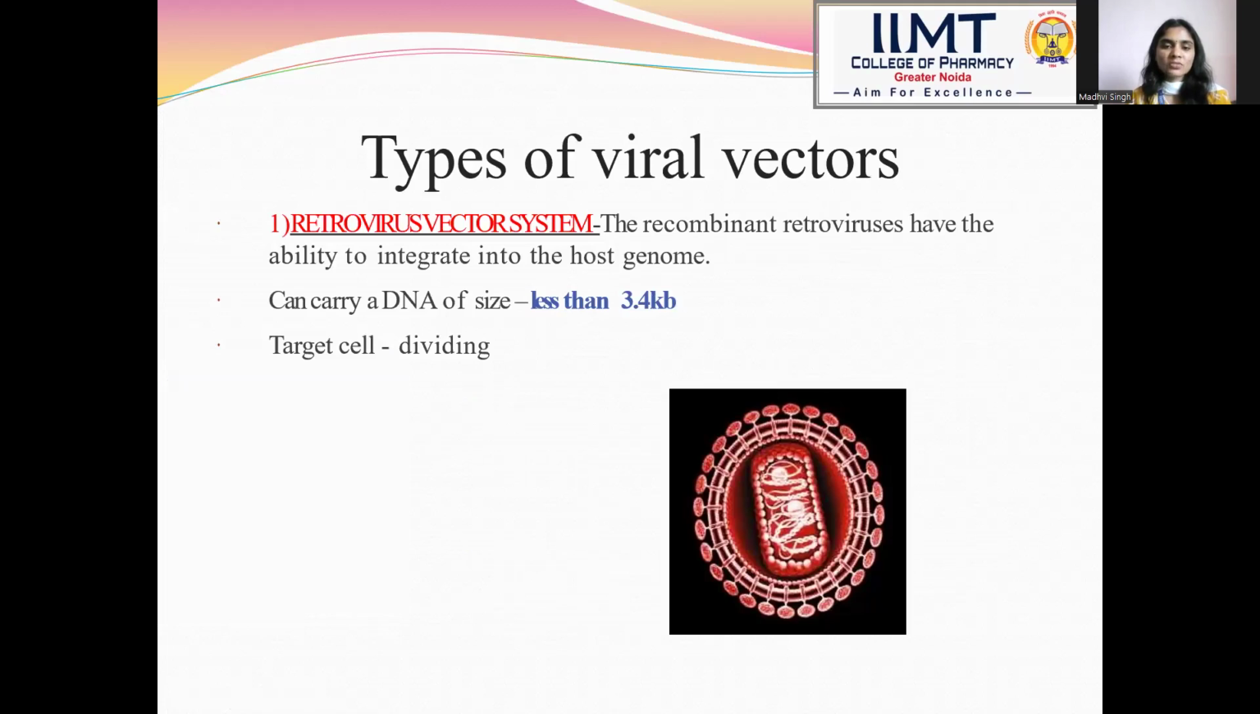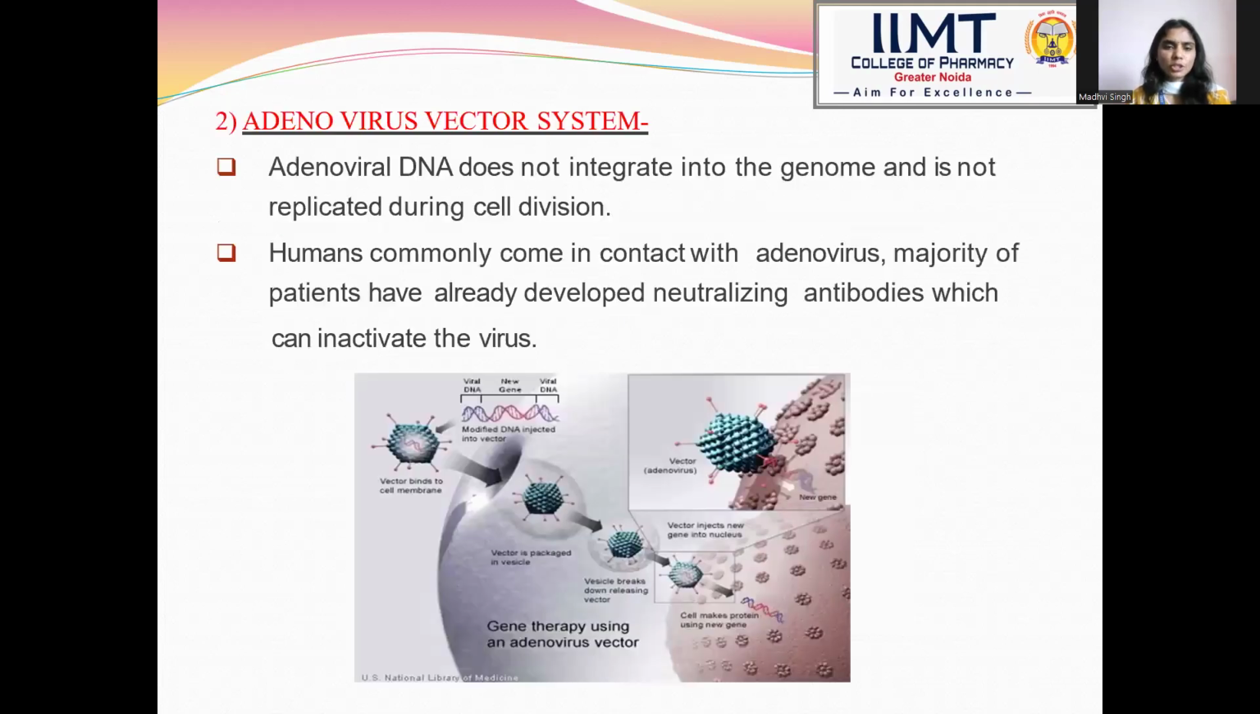Next is types of viral vectors. First is the retrovirus vector system. In this system, the recombinant retroviruses have the ability to integrate into the host genome. It can carry DNA of size less than 3.4 kb. Target cells are dividing.